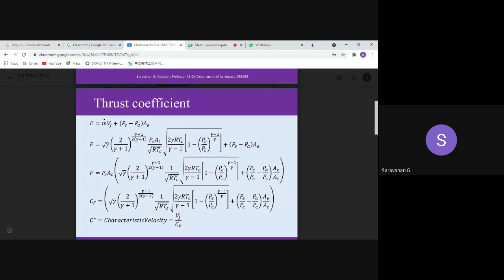what is the relation between pressure, density and temperature? Anyone? So P equals rho RT. Yes, same thing. P is equal to rho RT. Using that relation, in place of rho I put P by R Tc.